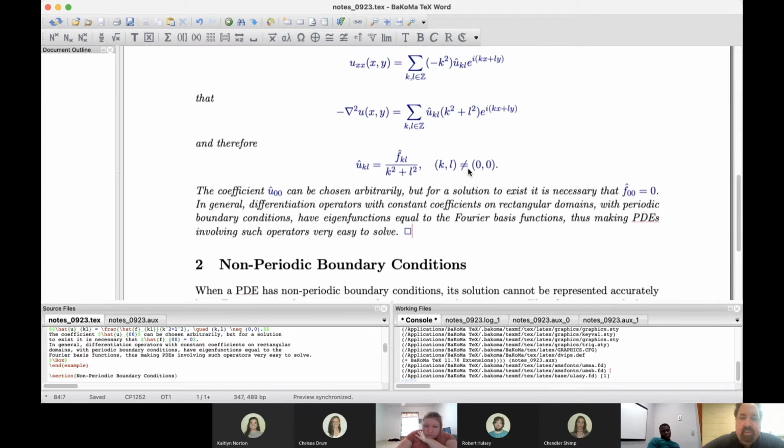Okay. So that's periodic boundary conditions. I have non-periodic. Although, actually, one thing I want to point out to you.